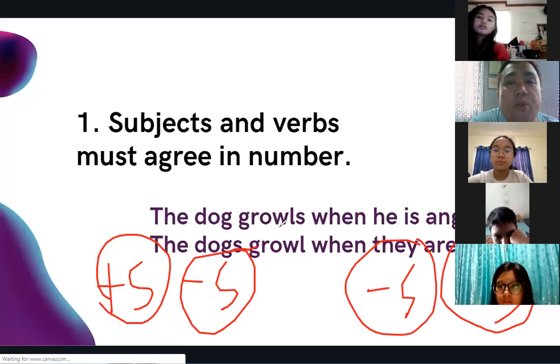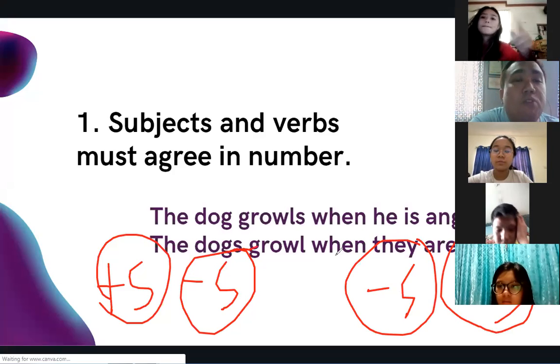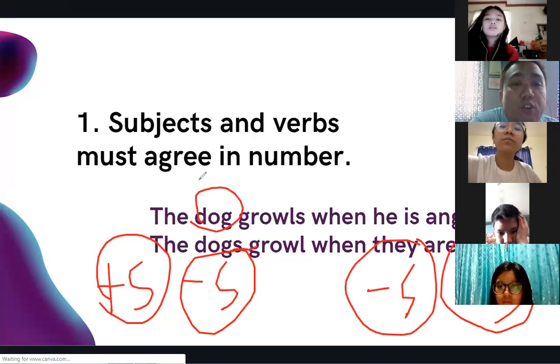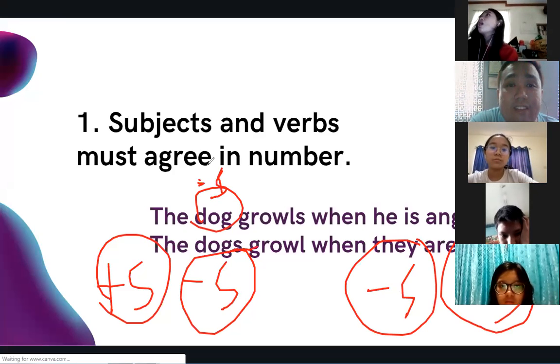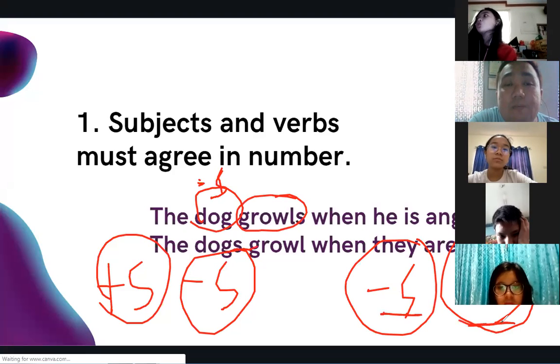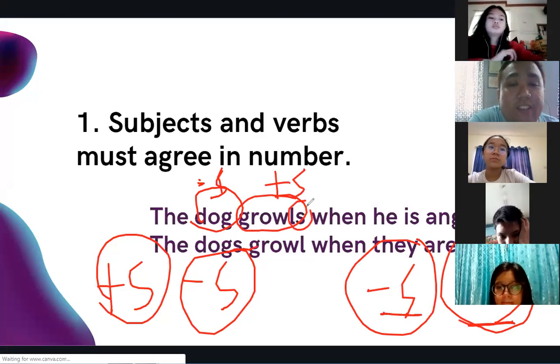The dog growls when he is angry. Your subject there is dog, minus S, kasi wala siyang S. That's what we mean by minus S. Now, the verb, sabi sa formula, kung may minus S ka, kailangan lagyan mo ng S yung verb mo, plus S. That's why your verb has an S here, growls.